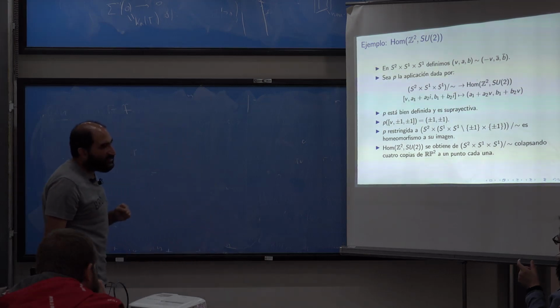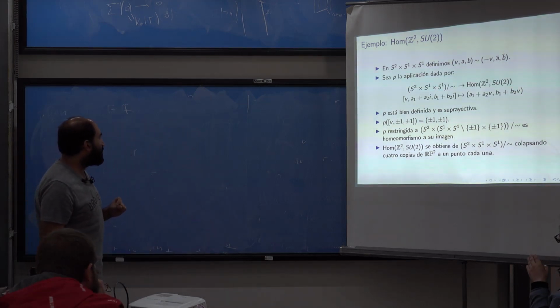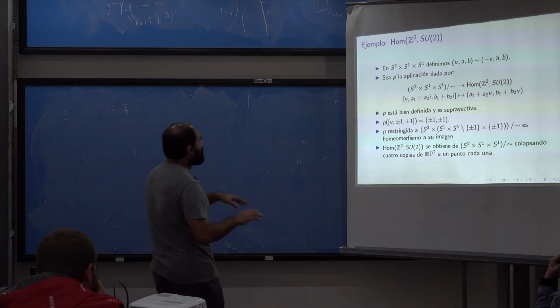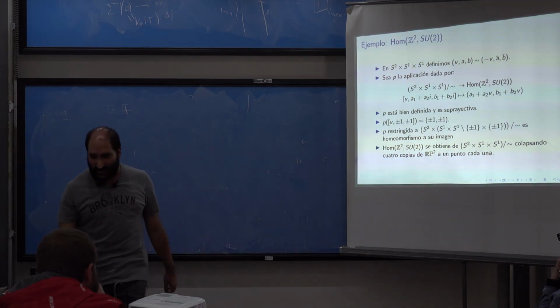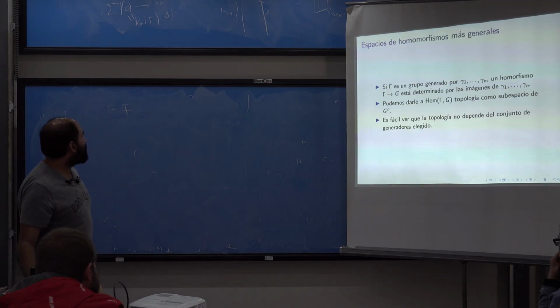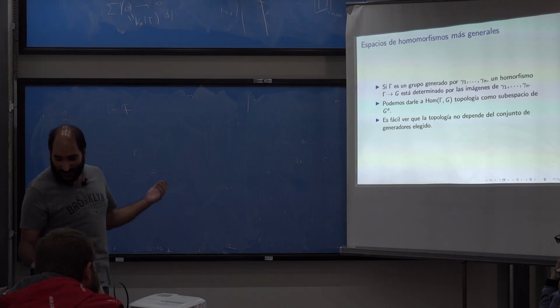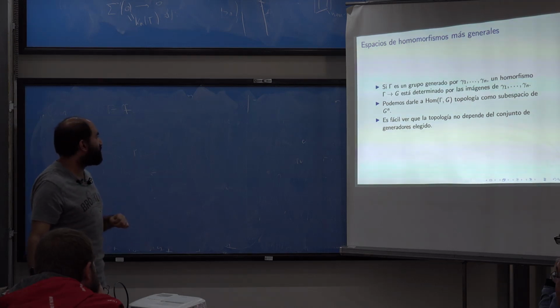Do they intersect, these copies of RP2? No, those are completely disjoint. They come from the different combinations of signs there. So that space may or may not be more complicated than you thought it would be.